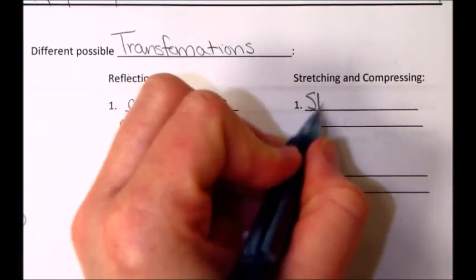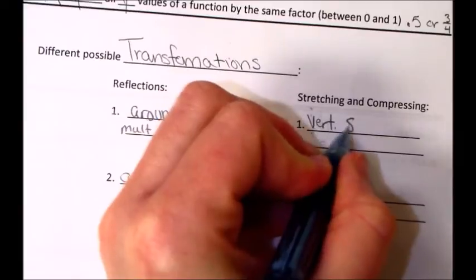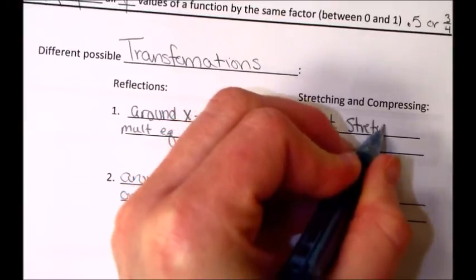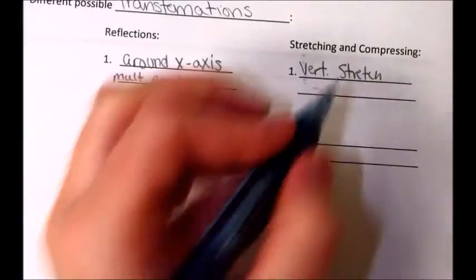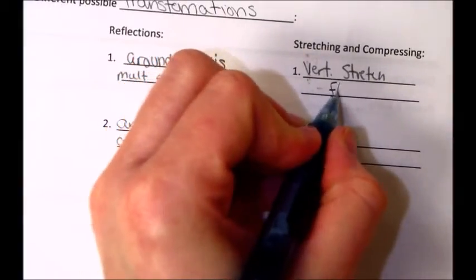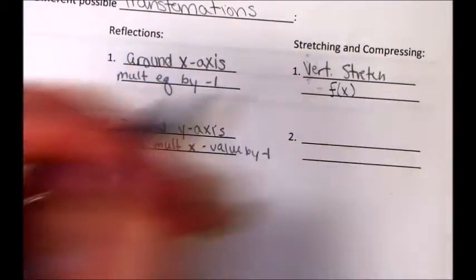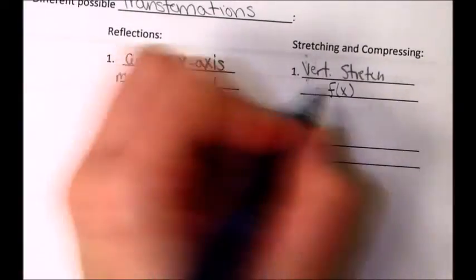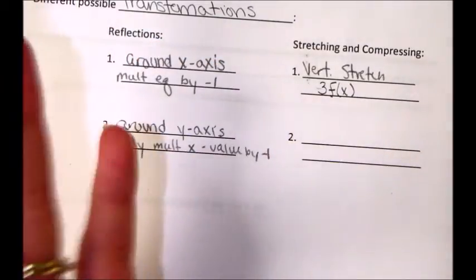Let's talk about a stretch first, and let's write vertical stretch. We can abbreviate that later. It's just like a V and an S for vertical stretch. What you're going to do is you're going to have your original function, but it's going to be multiplied by a number in the front, and that number has to be bigger than 1. So I guess I could write maybe an example like 3 f of x. You just have to multiply everything in your function by 3.